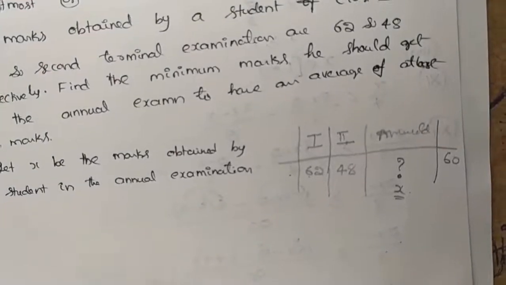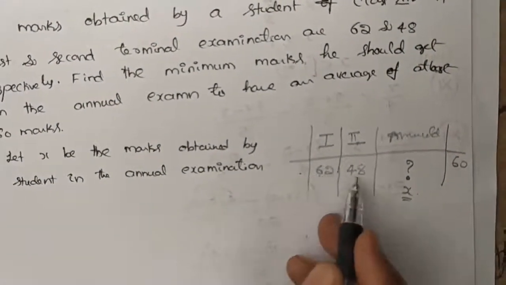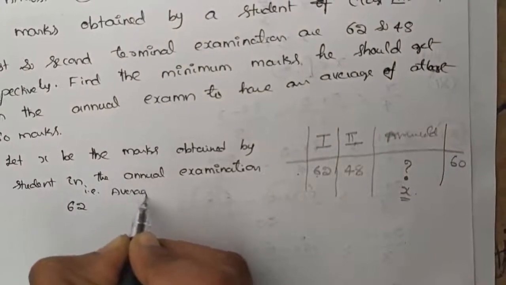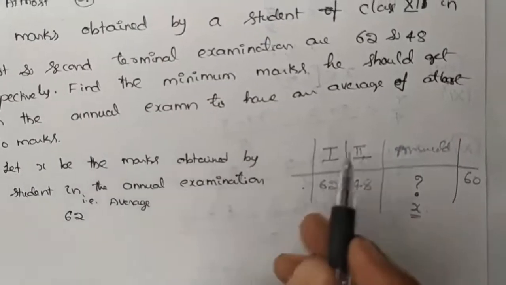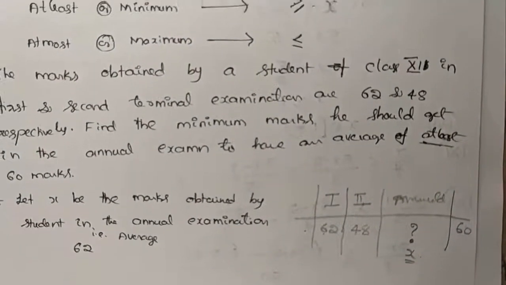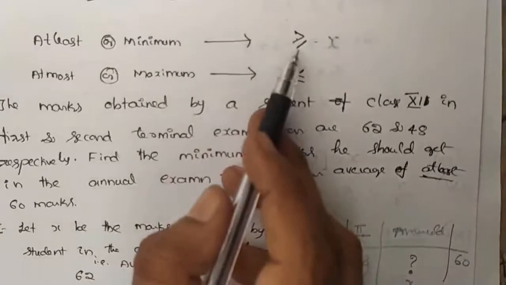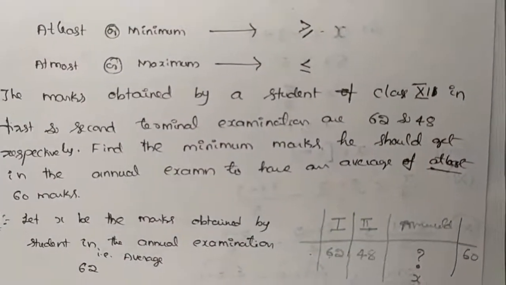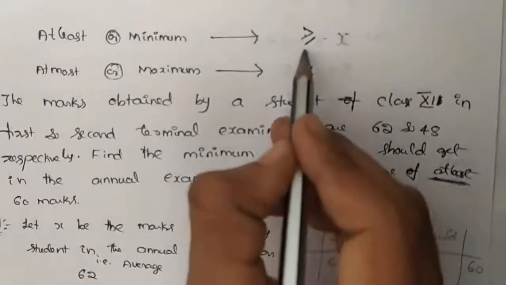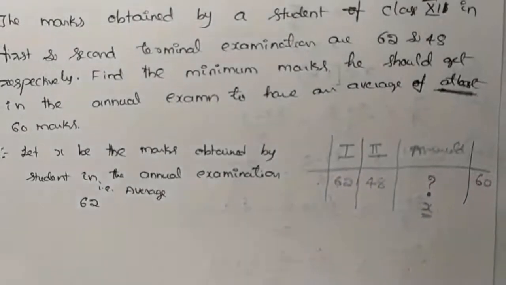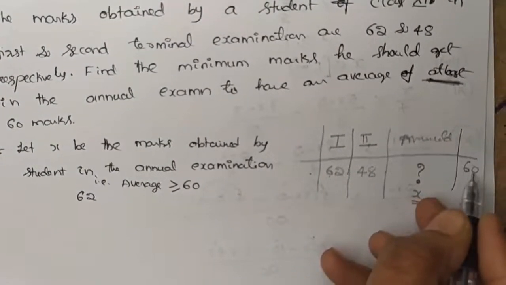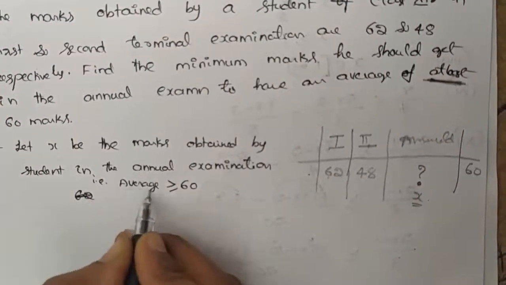Then, how do we find the average? 62 plus 48 plus x. I already told you that here he mentioned at least. For at least, which symbol do we use? Greater than or equals. So the average should be greater than or equals to 60.